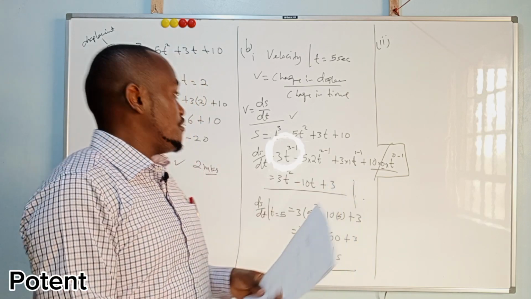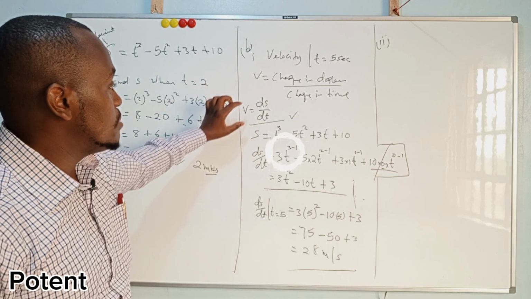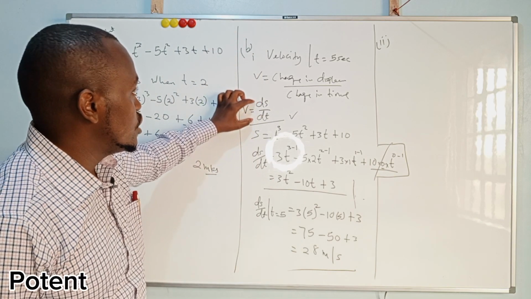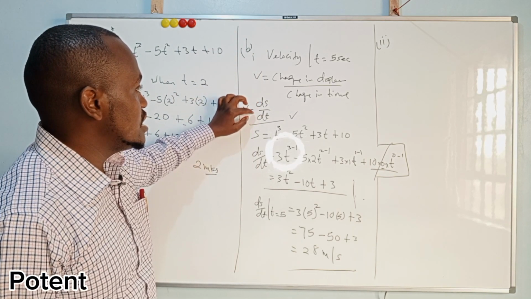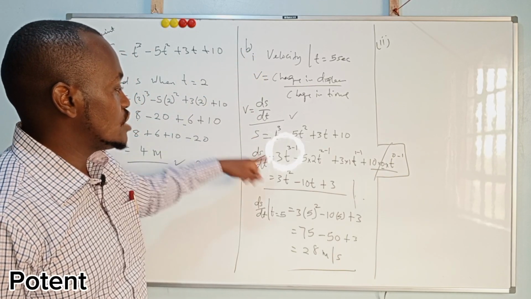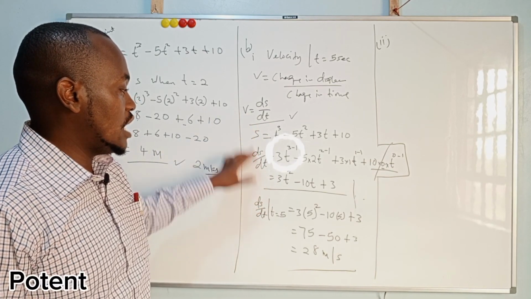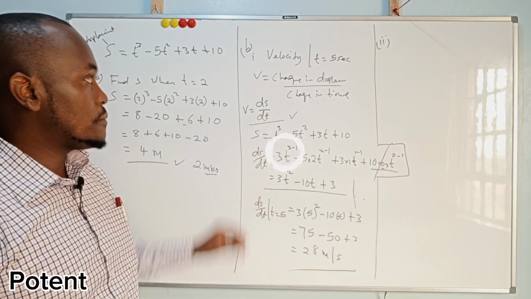If you are given velocity and you are asked for displacement, you integrate. You're coming from ds over dt to find s. Okay? So you're coming from here to find this, you need to integrate. But if you're given this and you're coming here, you differentiate.